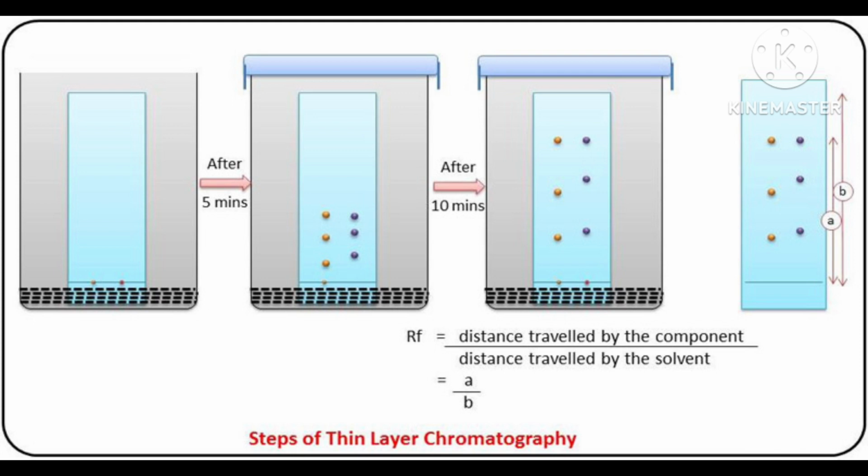Especially for amino acids I am talking about, amino acids may be detected by spraying the plate with ninhydrin solution. On that plate, suppose different types of amino acids are there as a mixture. Three amino acids were there and you have separated them. Then on that plate you put some ninhydrin solution. Then you can see it very clearly.